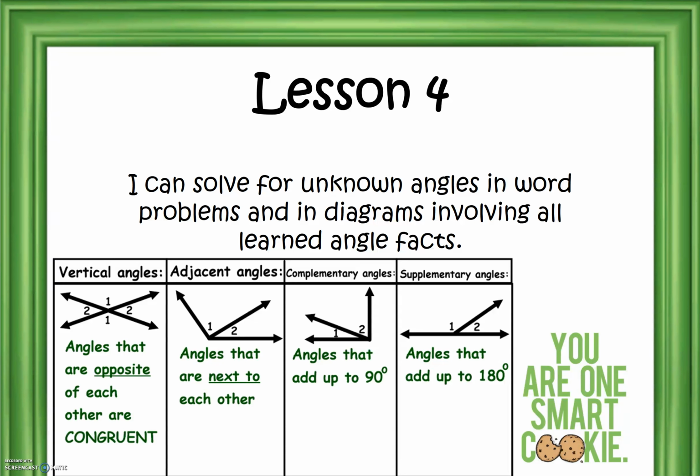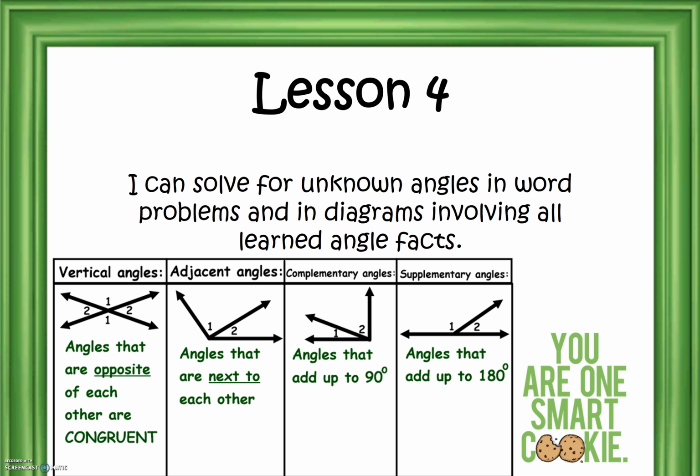Lesson 4. I can solve for unknown angles in word problems and in diagrams involving all learned angle facts. This is the third and final lesson that really deals with the angle relationships. It is very similar to lessons 2 and 3 with a few twists, so I will probably try to skip through some of these exercises to speed the video up and try to just focus on the stuff that might look a little new or tricky.